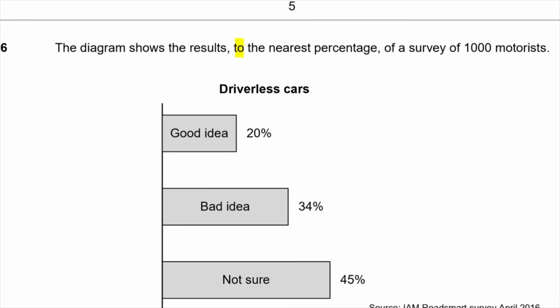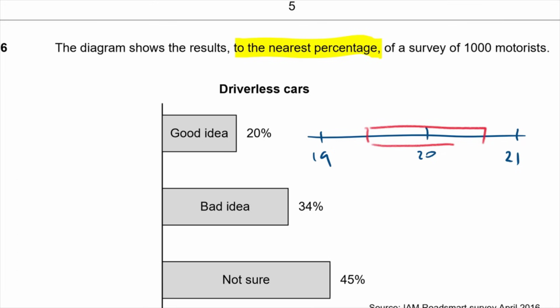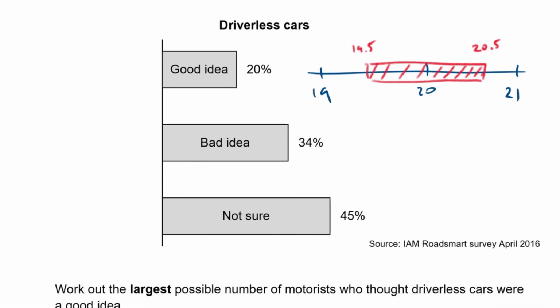So actually, this is to the nearest percentage. It's a limits of accuracy question, isn't it? So if it was 20% to the nearest percentage, it means it's been rounded off to 20. Now, the next percentage up would be 21, and the next percentage down would be 19. So the ones that round to 20 are the ones that are halfway between those two. So the limits are going to be 19.5 and 20.5. They're the ones that round to 20 to the nearest percentage. So work out the largest possible number of motorists who thought driverless cars were a good idea.